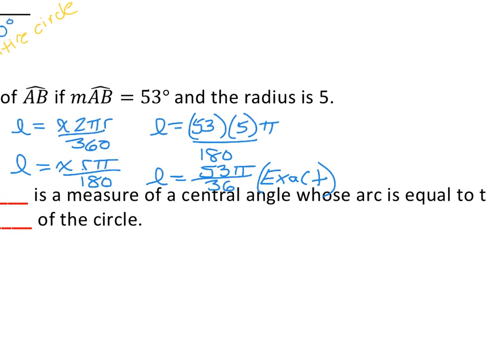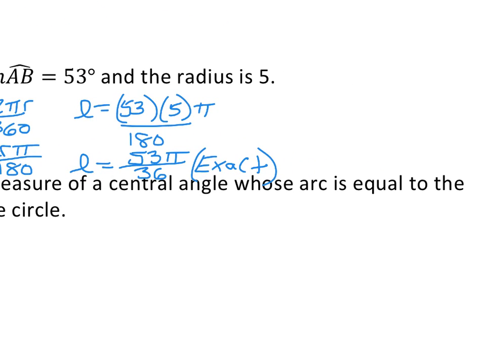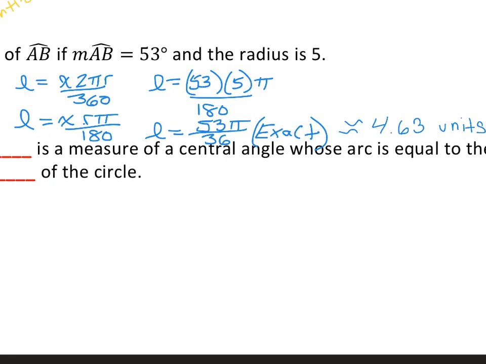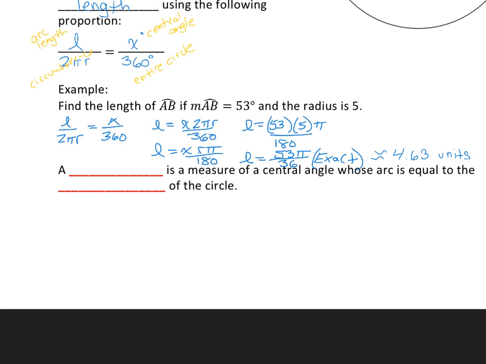However, you could use your calculator as well and approximate. So if I use the pi button on a calculator and multiply it by 53 and then divide by 36, that's approximately 4.63, and we would just say generic units here since I wasn't given any inches or centimeters or something. So that outside arc length is approximately 4 6/10 units, but it is exactly 53 pi over 36.